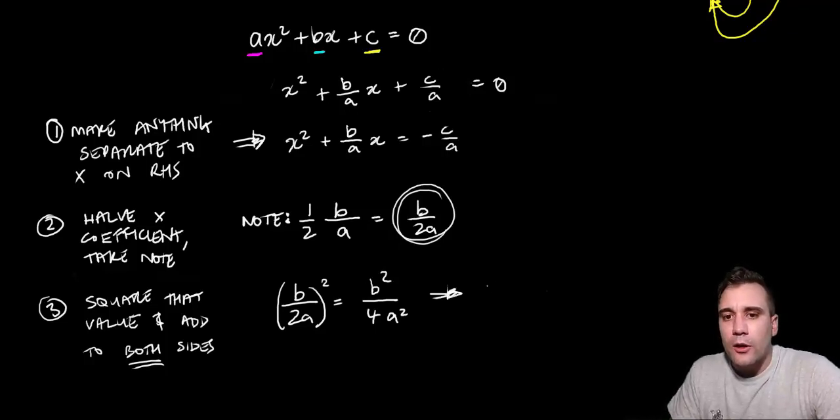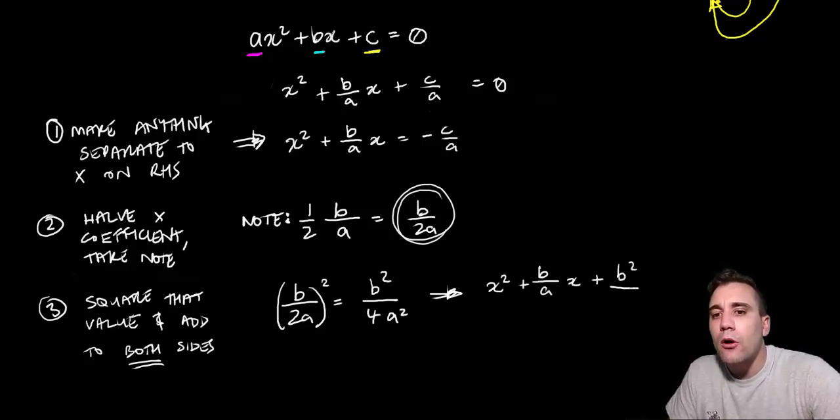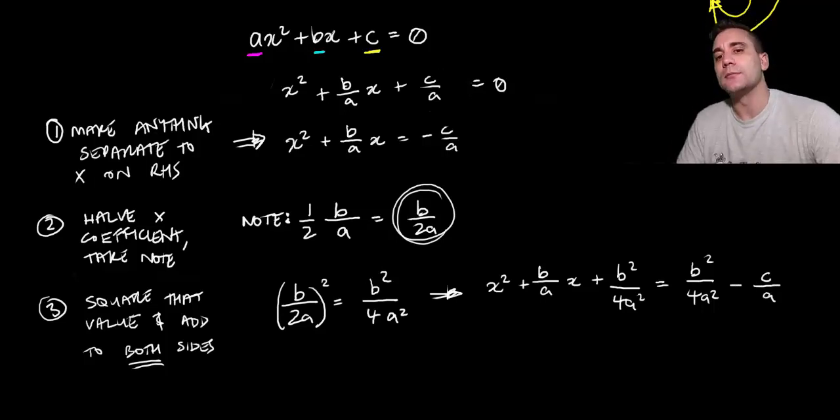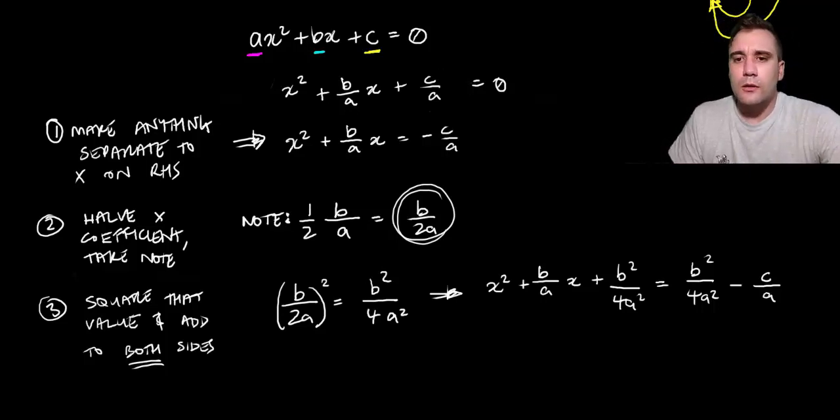This is us doing it, so x squared plus (b/a)x plus b squared on 4a squared equals b squared on 4a squared. So we've added it to the right hand side as well, minus c on a. Okay, so where is all of this going? Well, if you're familiar with the quadratic formula, some of this might start to look like it's taking shape to you. And if it doesn't, don't worry, because you'll get there in the end.